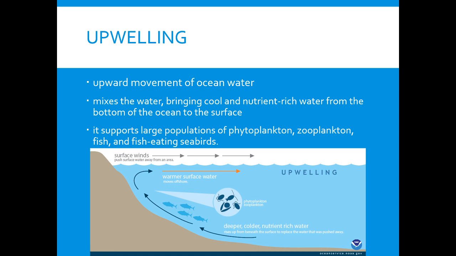Upwelling is another very key part of El Nino and La Nina. Remember, or well, maybe not remember, but upwelling is just the upward movement of ocean water. Typically, this is where water is mixed, which brings the cool and nutrient-rich water from the bottom of the ocean up. This allows for different species to survive because there are more nutrients coming up, and because certain species can do better in a colder temperature, so they're able to get closer to the shore. Typically, we see phytoplankton, zooplankton, fish, and fish-eating seabirds. All of these are a part of that same food chain.